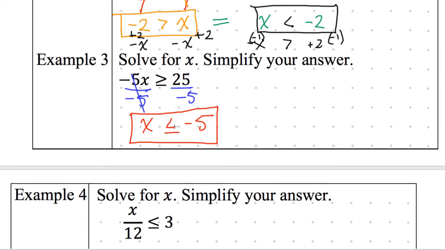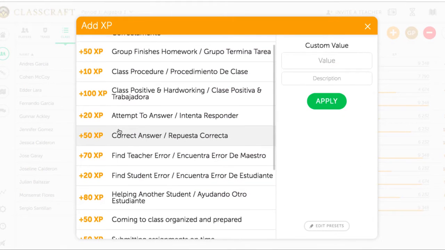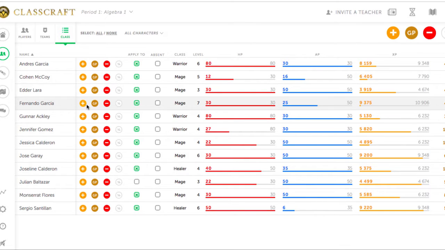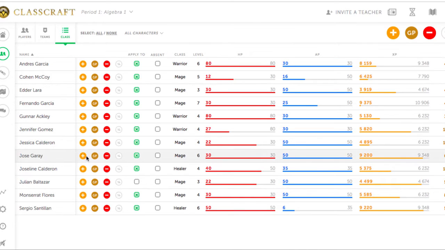So we needed to flip this. It used to be a greater than or equal to. Now it is a less than or equal to. So there is our final answer. So let me come back here. Fernando, you got 50 XP for getting it up there. Then Cohen caught the error. And technically, Jose also caught the error for not boxing our final answer. So I'll give that as well.